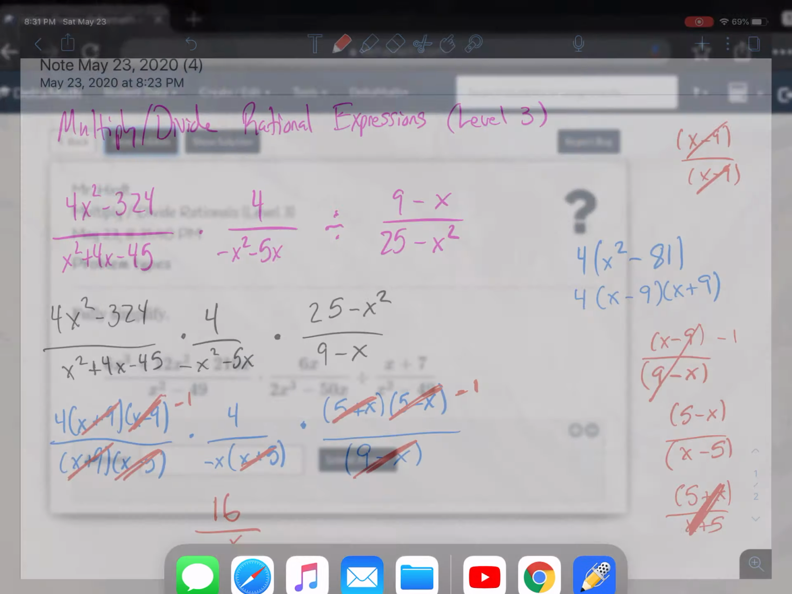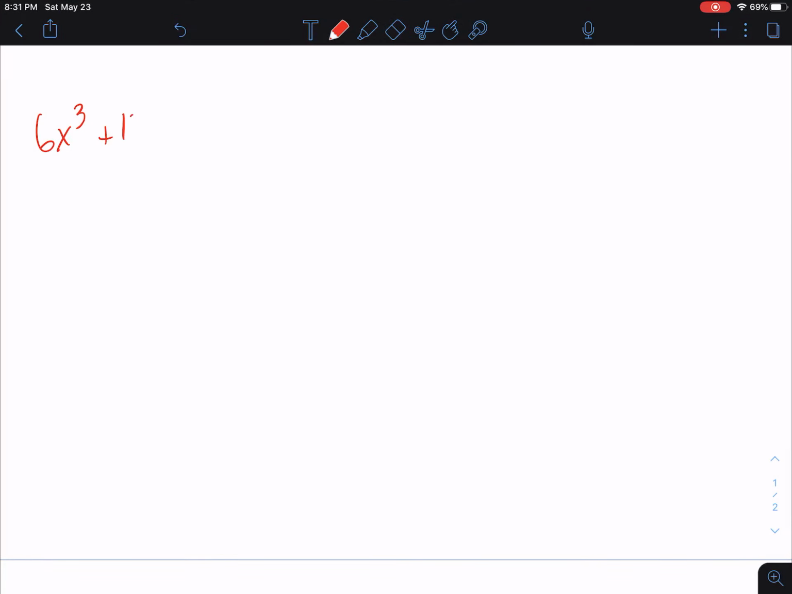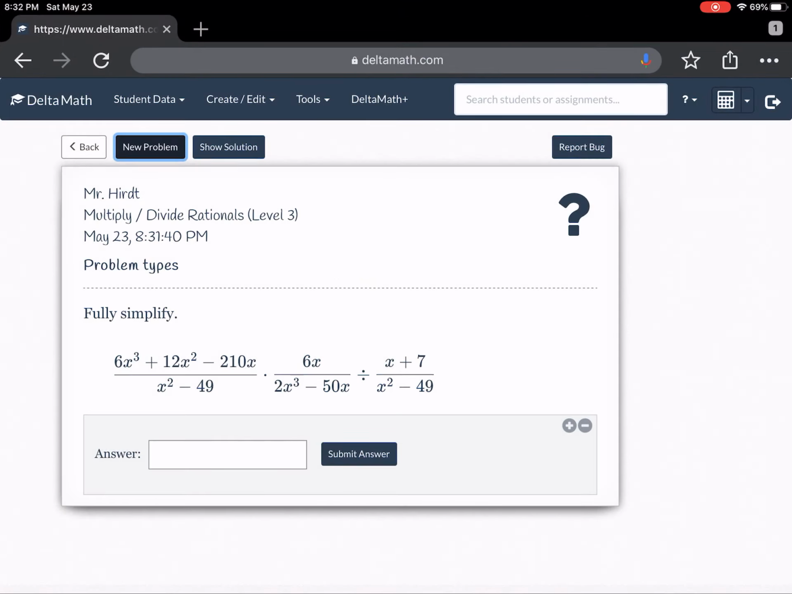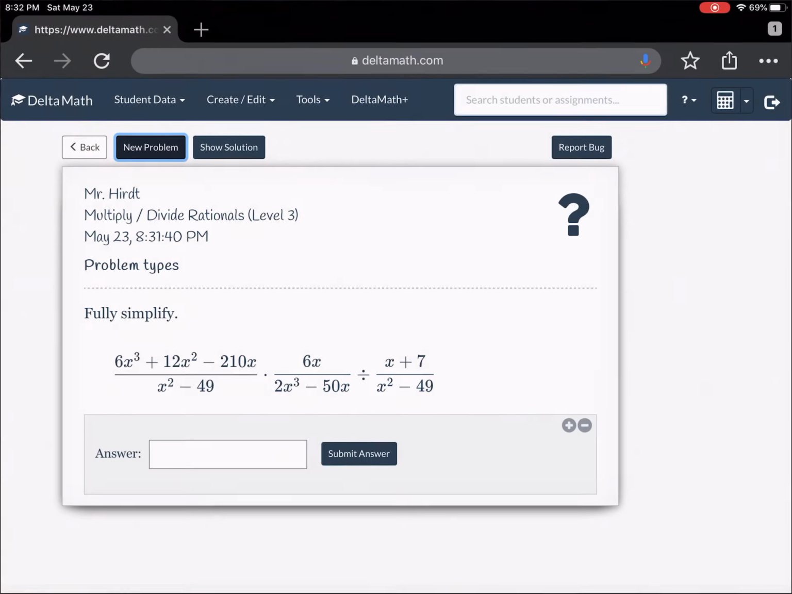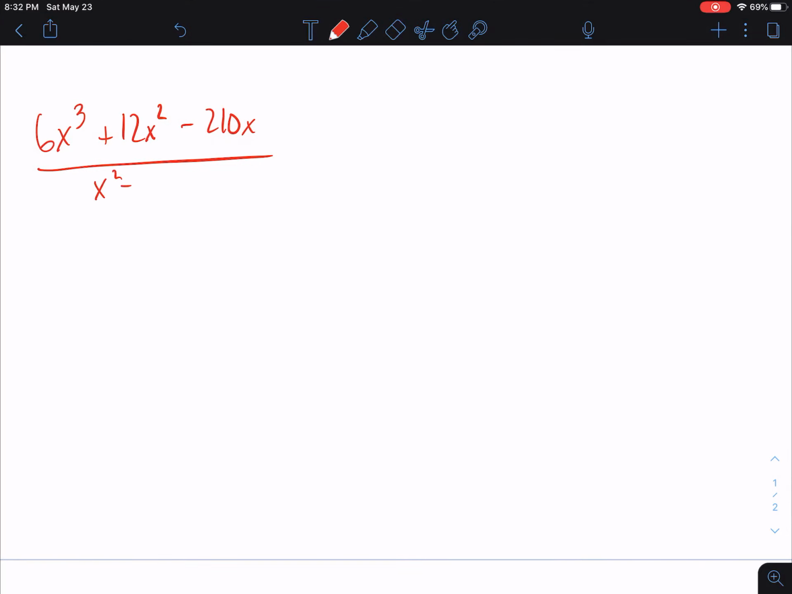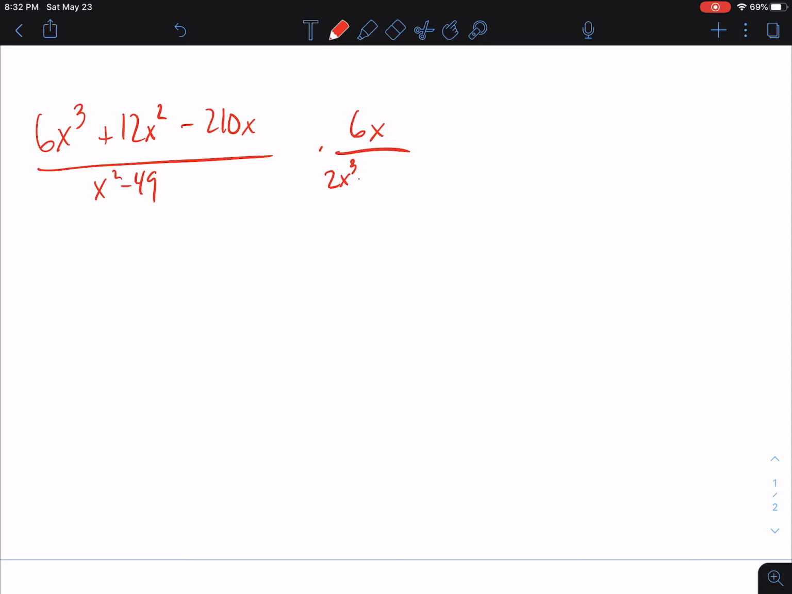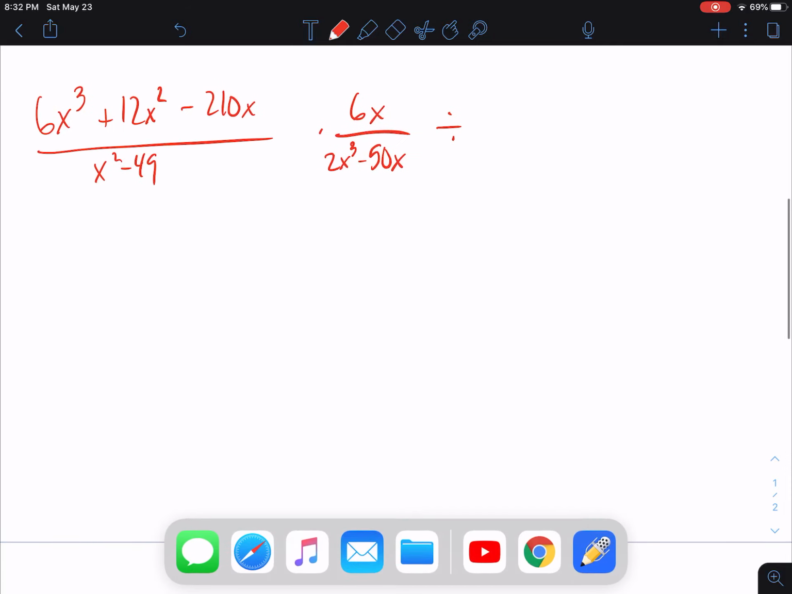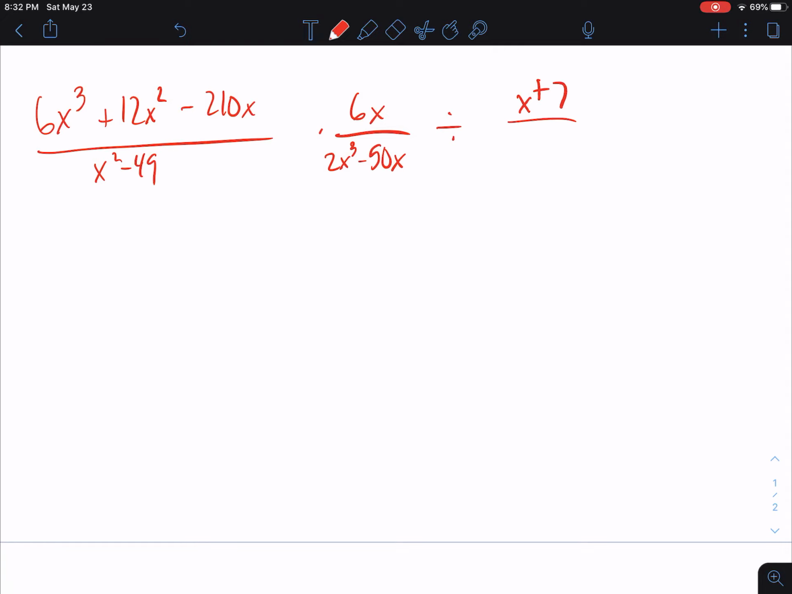Don't be afraid of the big numbers either. So 6x to the third plus 12x squared minus 210x, that's over x squared minus 49, times 6x over 2x to the third minus 50x, divided by, so remember for the division, keep change flip, x plus 7 over x squared minus 49.